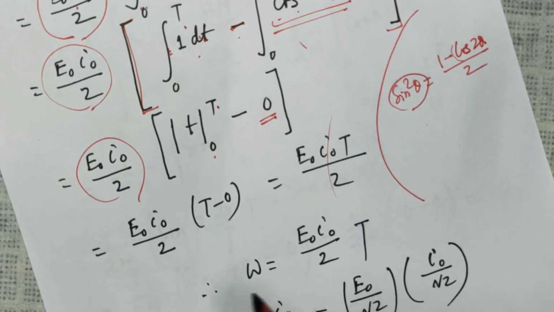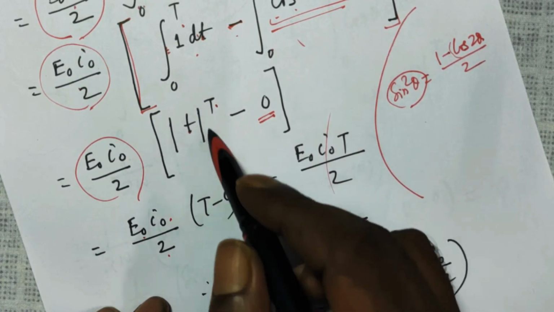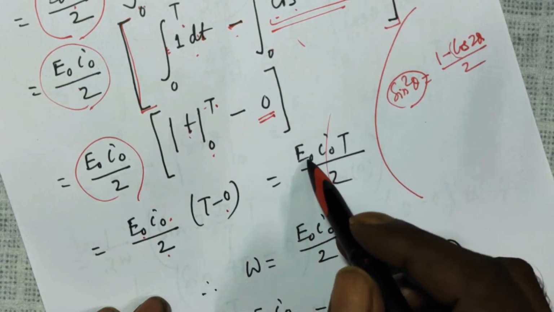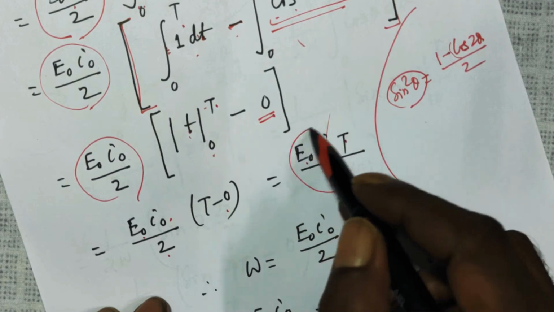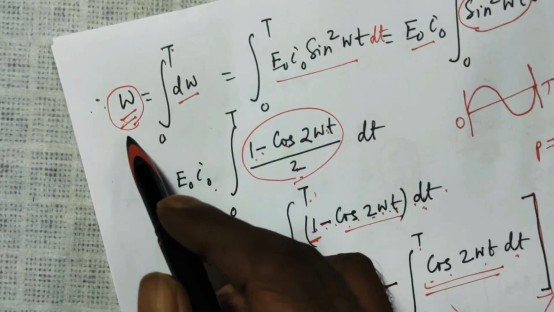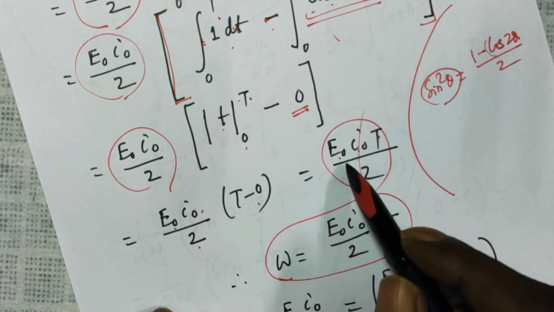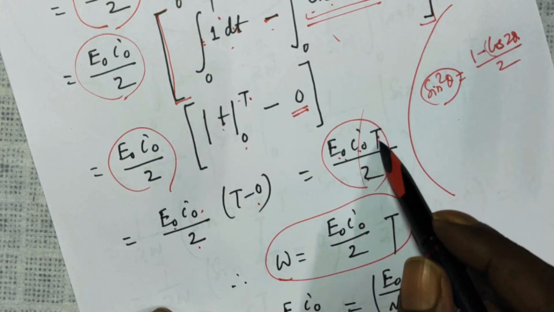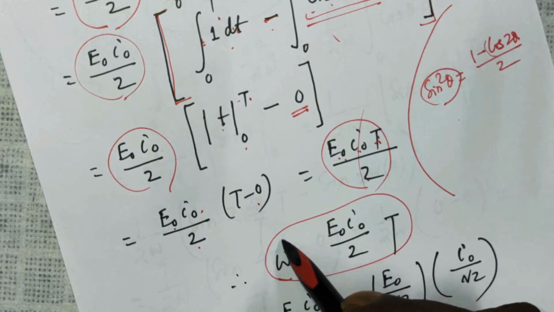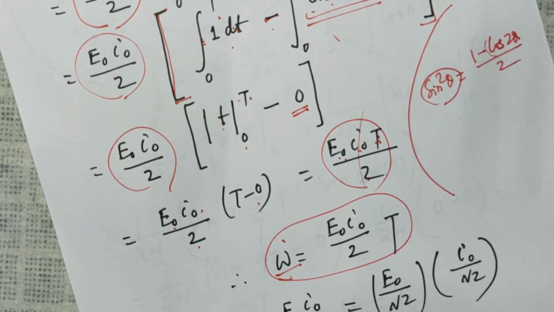So, this becomes E naught I naught over 2. So, t minus 0. So, that is equal to E naught I naught t over 2, which is your total work done. So, your total work done is equal to E naught I naught t over 2. Now, bring t to this side. So, it becomes W by t.